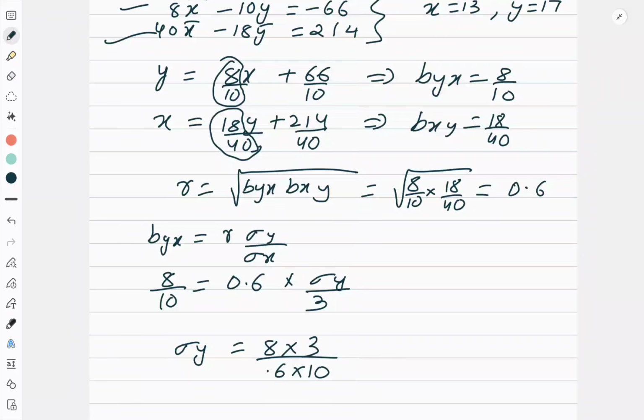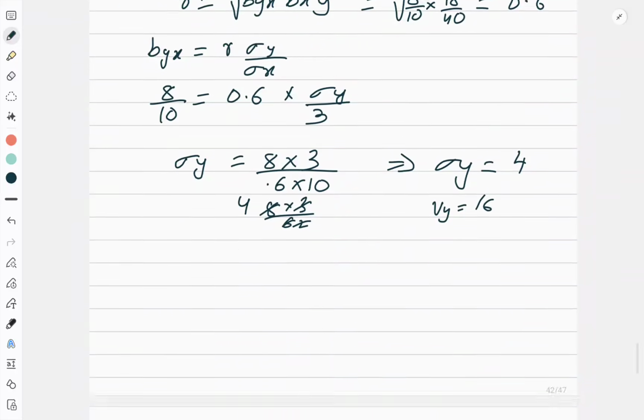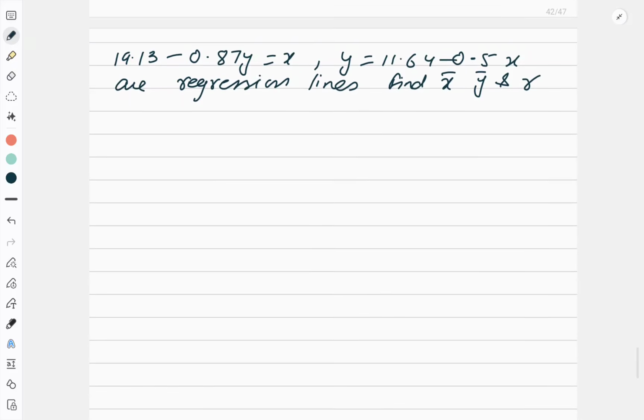Correct? So when you solve this, you will get sigma y is equal to 4. You can easily solve this: 8 into 3 by 6, 3 ones are 3, twos are 2, ones are 2, fours are 4. So sigma y is equal to 4, and if you ask for variance, variance will be equal to 16. Right? Now the same way, let us see the next equation.